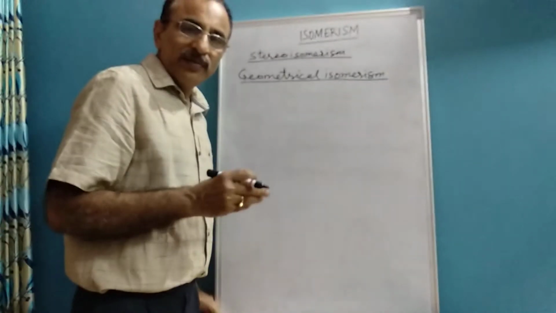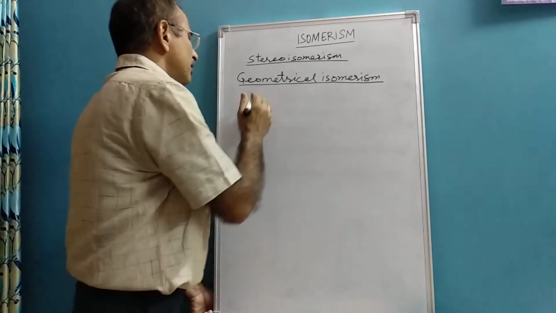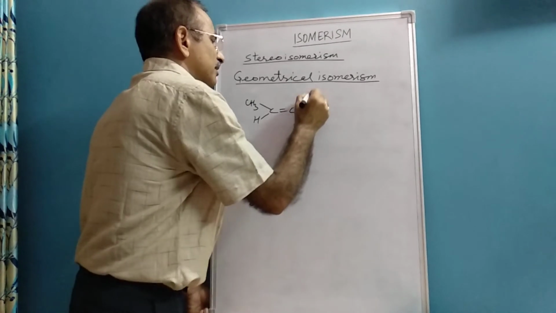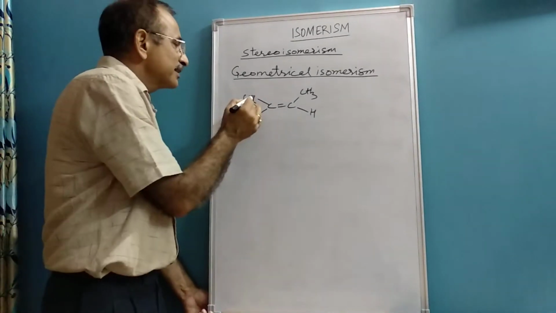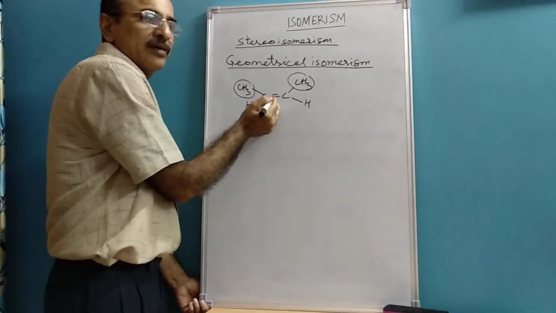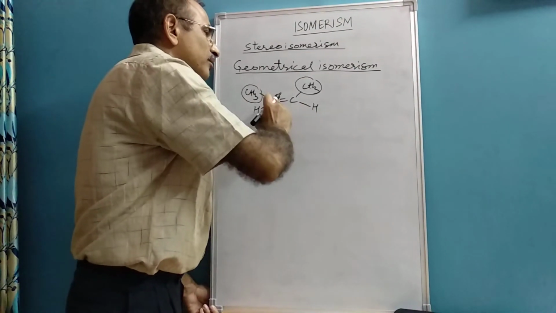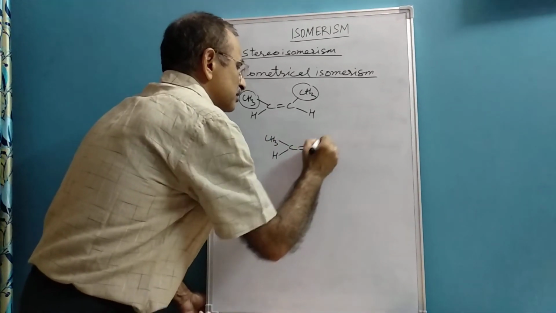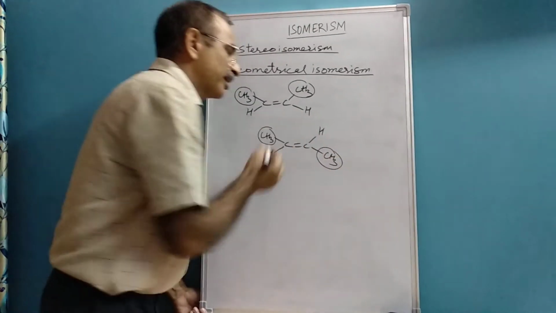For example, if you are going to consider olefins, compounds containing double bond, and best example is here we are having this butene 2. In this case, both methyl groups are along the same side of carbon-carbon double bond. When we are going to rotate this carbon-carbon bond, we can have another structure where these two methyl groups are across this double bond.